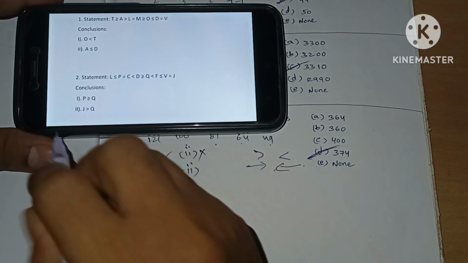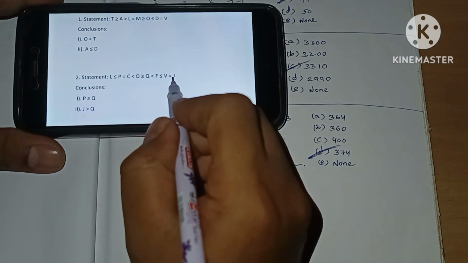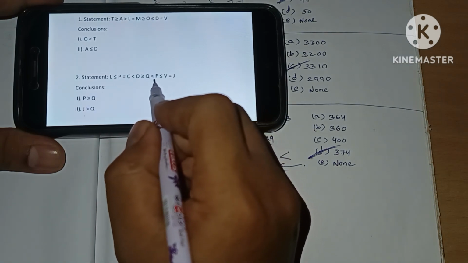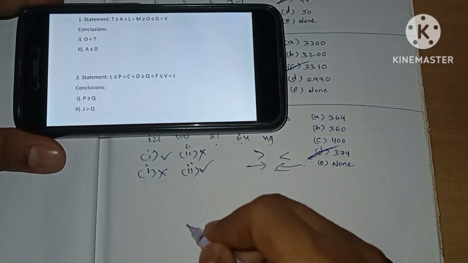Let's see second conclusion. The flow from J to Q. From J there is flow to Q. Yes, it is possible. So second conclusion will be true.